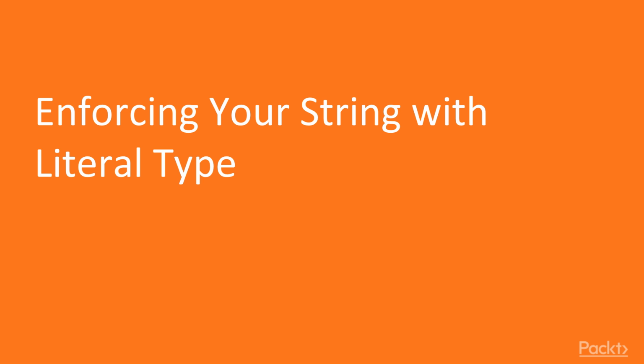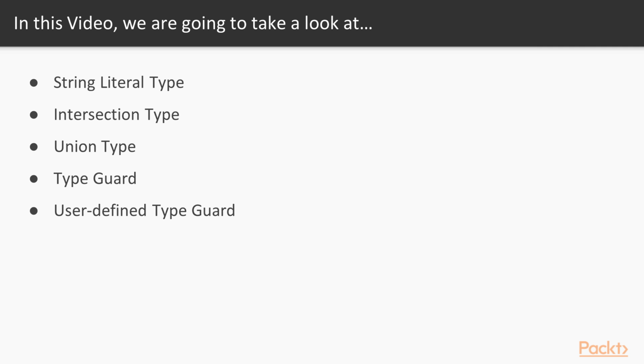In this video of this section, we will explore the concept of literal type to enforce string arguments in a method. The highlights of this video look like the following. First, we will tackle the string literal type. Second, we will touch intersection type, followed by the third point, which is union type. The fourth and the fifth points are type guard and user-defined type guard.